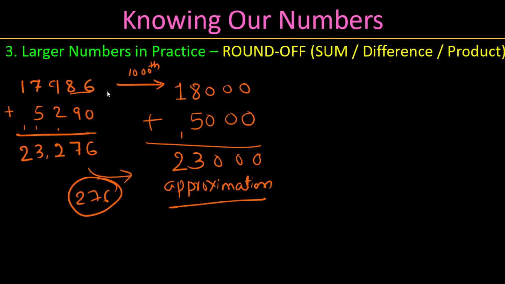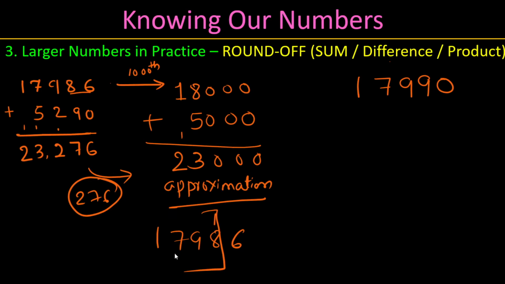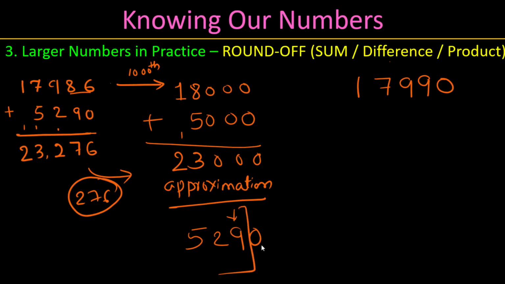Now let us understand the 10th position, for the same number. 17,986, the 10th position is this one. So let's cross it. This is more than 5, so add 0 here and 8 becomes 9. That's perfect. Do the same thing for 5,290. The 10th place is this one, separate. Already it's 0, so no change. Hence it is 5,290. Let it be the same.